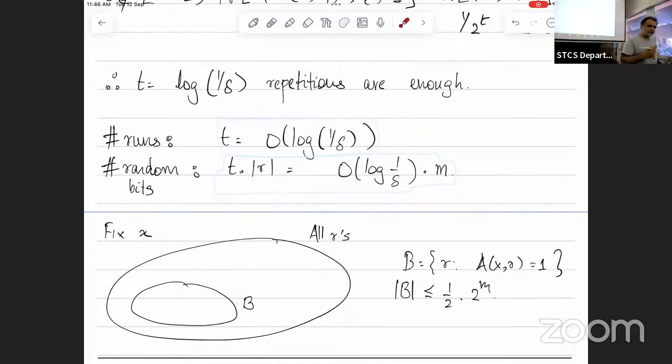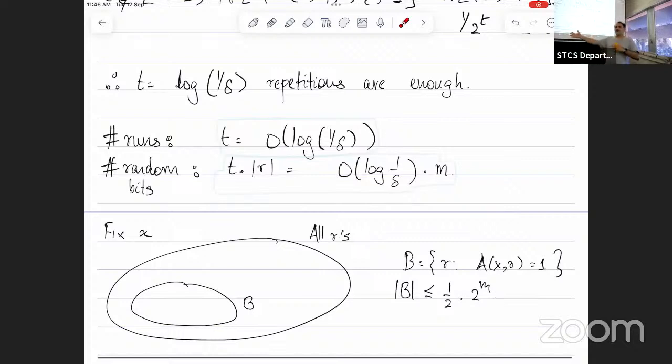We were saying that I want to choose a new algorithm. This new algorithm is going to sample a bunch of points like this and hope that one of these T points falls outside this bad set B. You want to say that the chance that all T of them lie inside this bad set is quite small.